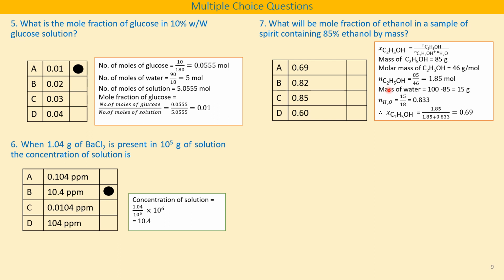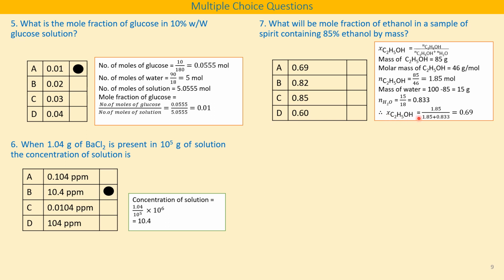Therefore, the number of moles of C2H5OH is 85 divided by 46, that is equal to 1.85 mole. Mass of water is 100 minus 85, because it is 85% ethanol by mass. Therefore, the mass of water is 15 grams. Therefore, the number of moles of H2O is 15 by 18, that is equal to 0.833.